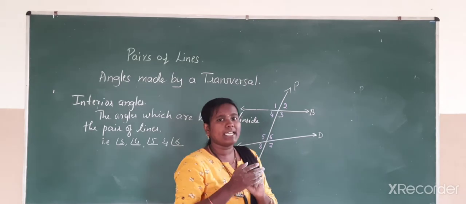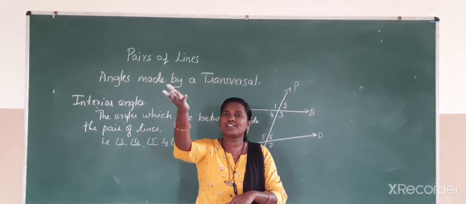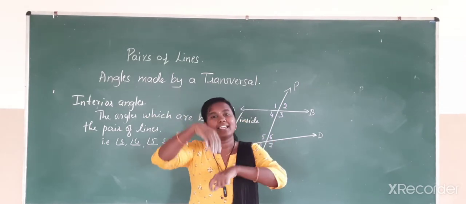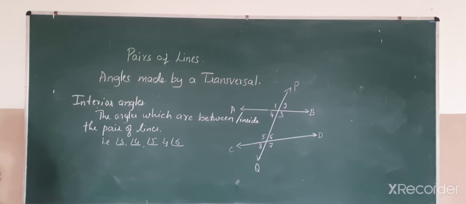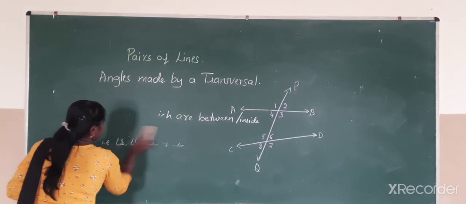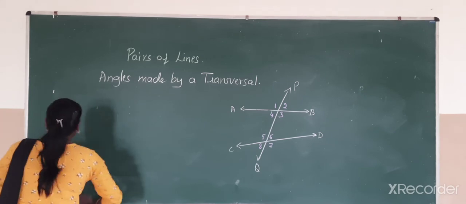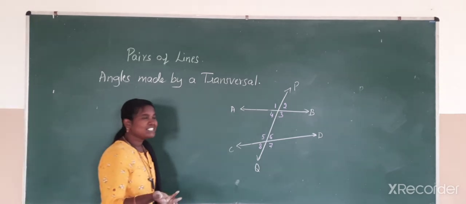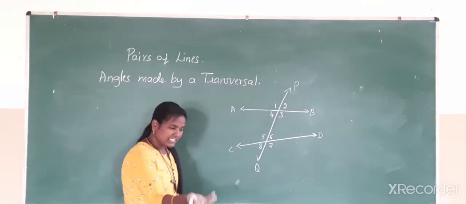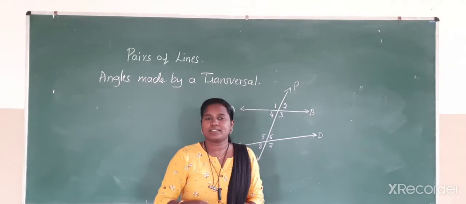Have you heard the word exterior? So when interior comes, exterior also comes. Interior means inside, exterior means outside. Yes, let us go for exterior angles. So if you see the figure, you will observe that the exterior angles are there. Which are those exterior angles here? Exterior nothing but what? Those are outside the pair of lines.